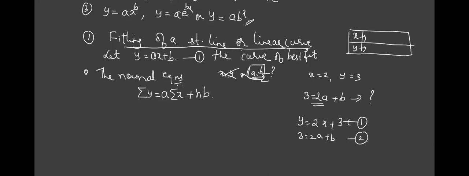First one, how to write? Just put a summation for that. So it becomes summation of y equals a, which is constant and comes out, times summation of x, plus n into b. To write the next normal equation, for the equation we have written, just multiply by x. A simple thing. How to remember? Just multiply by x. So it is summation of xy equals a into summation of x squared.